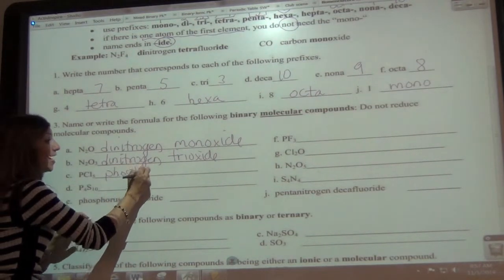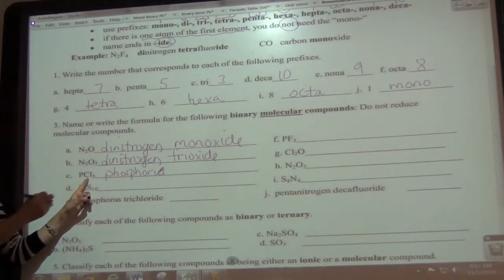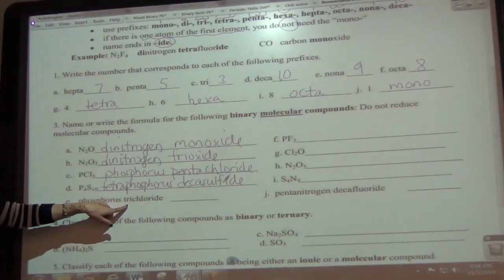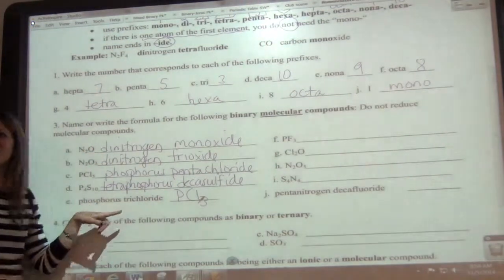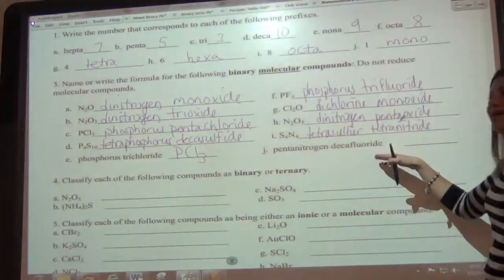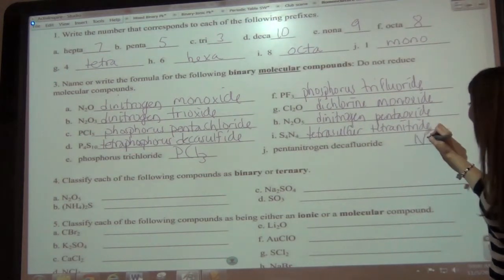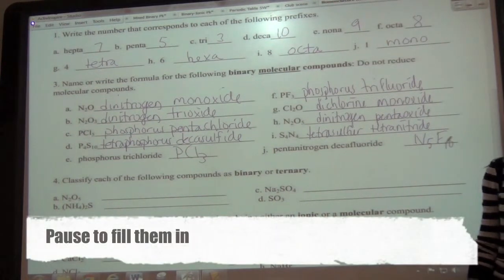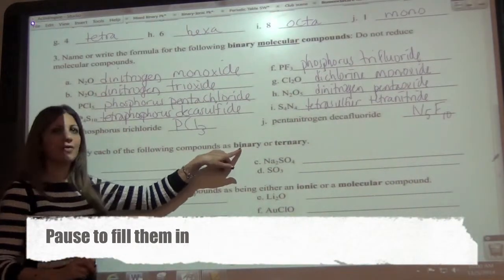Phosphorus. Very good. Not mono, because the first one, if it's a 1, you don't say mono. Pentafluoride. Very good. Pentachloride. What do you think that is? PCl3. Awesome. We don't reduce. If it's a 4 and a 4, it doesn't get reduced. It just stays that way. And last one, what do you think of this one? N5 and F10. Perfect. Awesome.